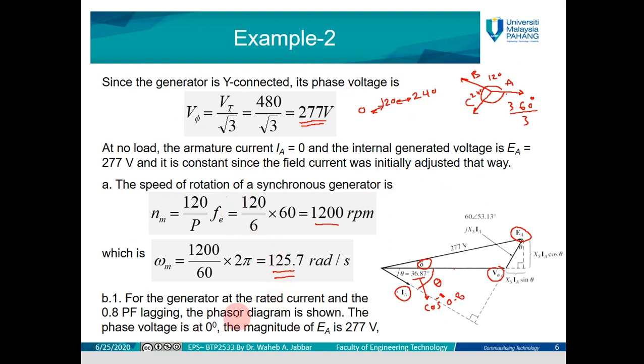Okay, when we talk about lagging, that means the current comes behind the voltage. The voltage angle is 0, so V phase is on the x-axis and its angle is 0. The current comes lagging by 36.87 degrees. The induced voltage comes leading by the angle of delta.